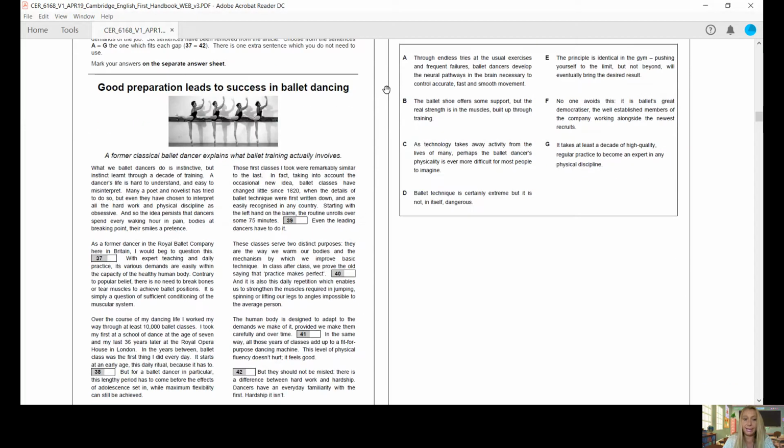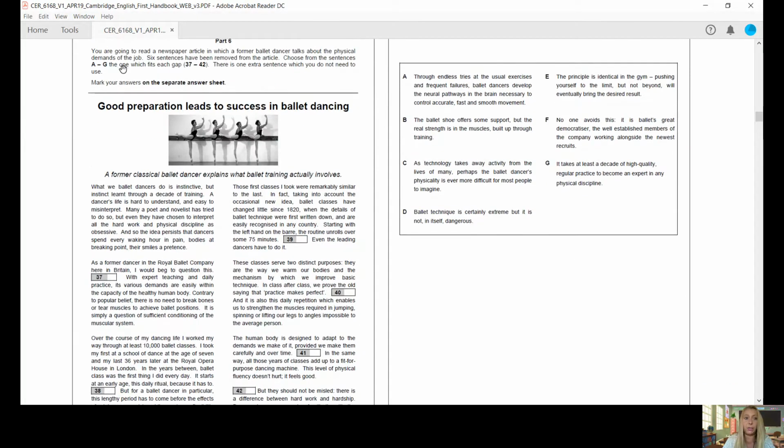Part 6. Okay, this one, you are going to read a newspaper article in which a former ballet dancer talks about the physical demands of the job. 6 sentences have been removed from the article. Choose from the sentences A to G, the one which fits each gap, 37 to 42. There is 1 extra sentence which you do not need to use.